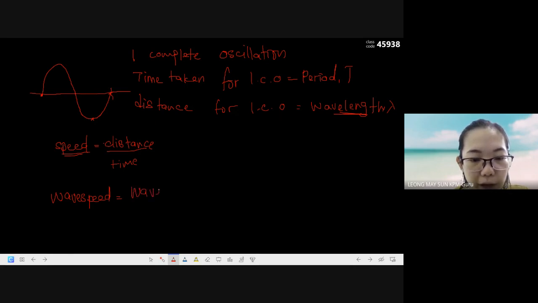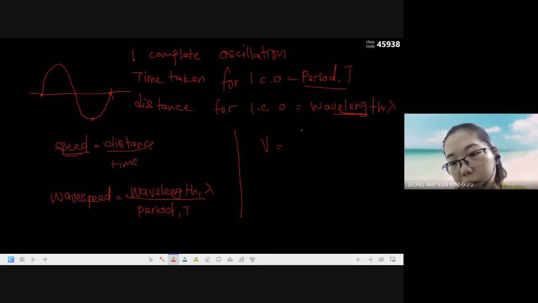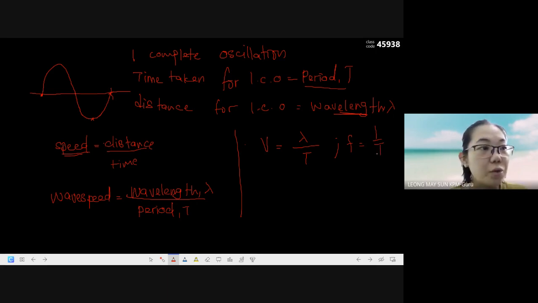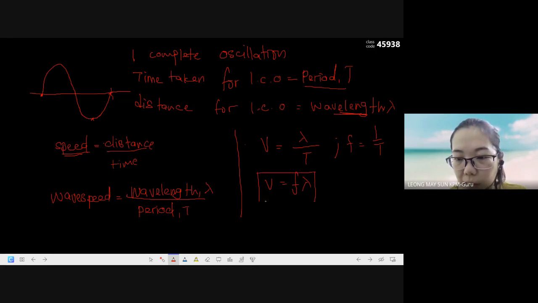So wave speed is wavelength, lambda, over the time taken for one complete oscillation, which is the period, capital T. So the wave speed formula is wavelength over period. Normally when we memorize something, we try not to memorize it with an over. The first formula in waves is frequency equals 1 over period, which I used just now. So I can substitute 1 over T with f, and my wave speed can also use the formula f lambda. This is the second formula in the wave chapter.